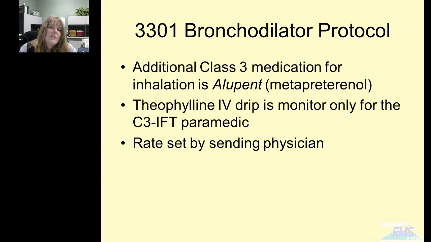3301 is the bronchodilator protocol, and in this case they include the medications Alupent and also the theophylline infusion. So the rate is set by the sending physician. The theophylline is monitor only, and we're going to look at those medications a little bit closer in the next module.